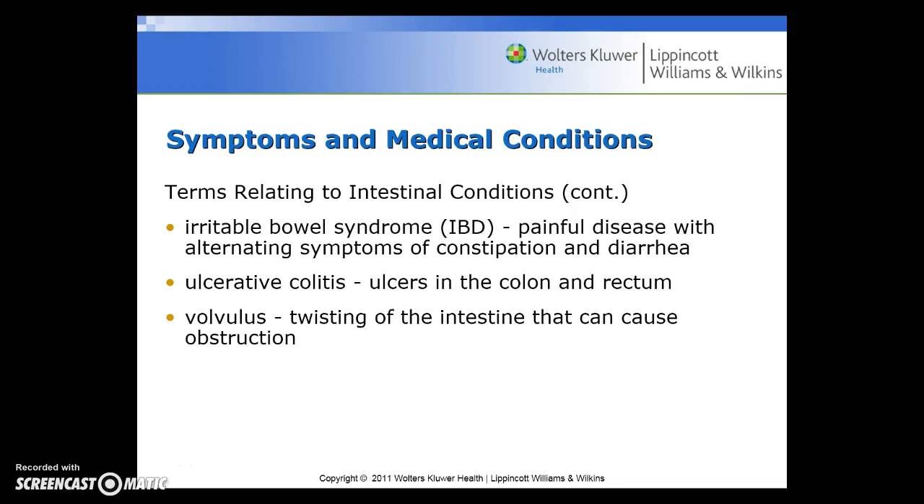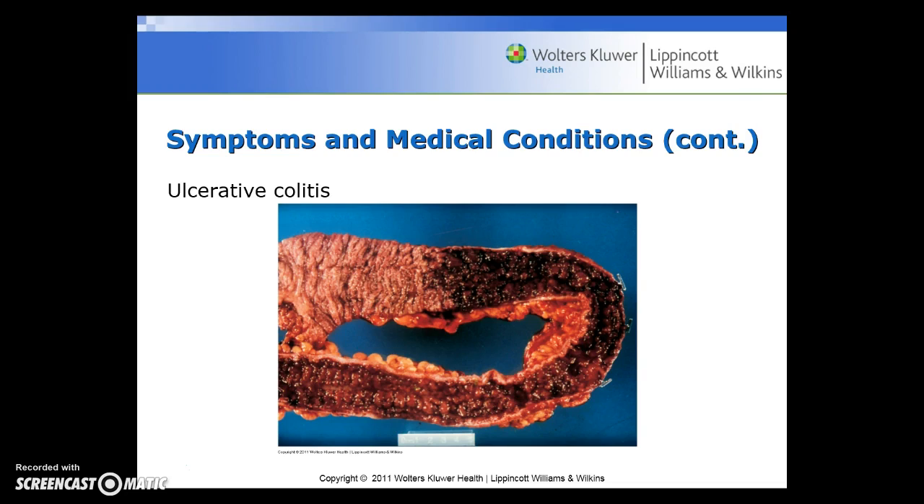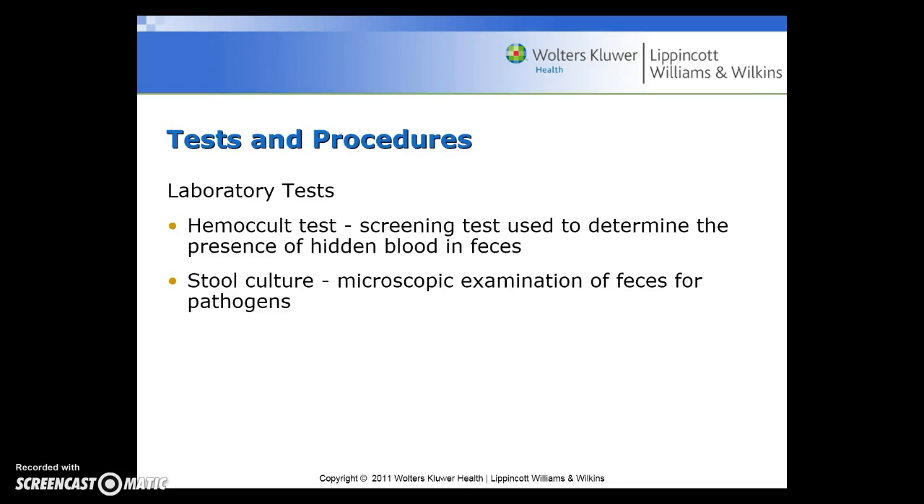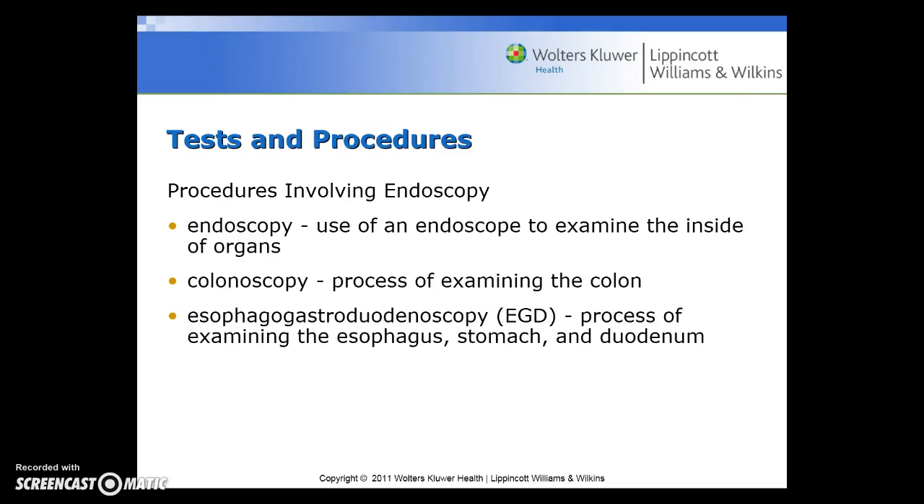Another intestinal condition is irritable bowel syndrome, IBS. It's a painful disease with alternating symptoms of constipation and diarrhea. Ulcerative colitis is ulcers in the colon and rectum. Volvulus is twisting of the intestine that can cause an obstruction. Here's a picture of ulcerative colitis. It's terrible. Laboratory tests: a hemoccult test is a screening test used to determine the presence of hidden blood in the feces. A stool culture is the microscopic examination of feces for pathogens.